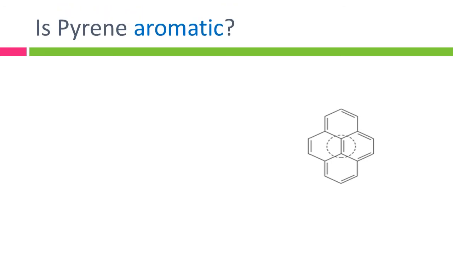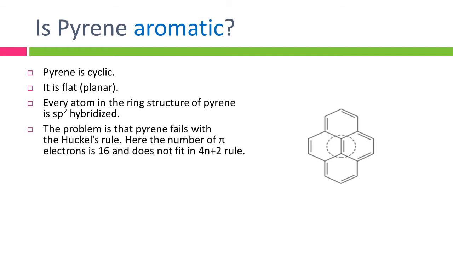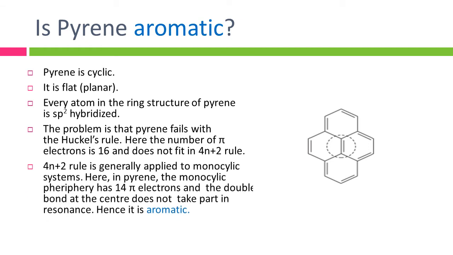Is pyrene aromatic? Pyrene is having 4 benzene rings and it is cyclic. It is flat. Every atom in the ring structure of pyrene is sp2 hybridized. But the pyrene molecule fails with Huckel's rule. Here, the number of pi electrons is 16 and does not fit in 4n plus 2 pi electrons. Hence, we may think that it is not aromatic.